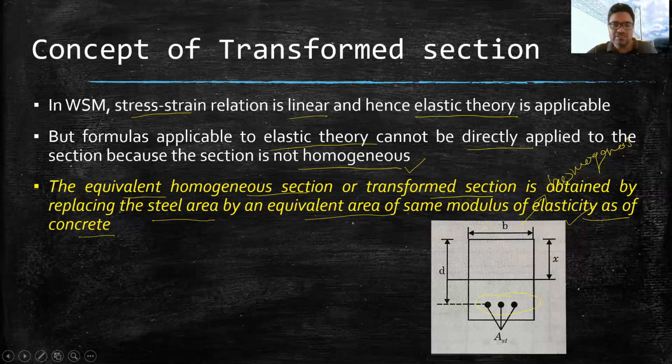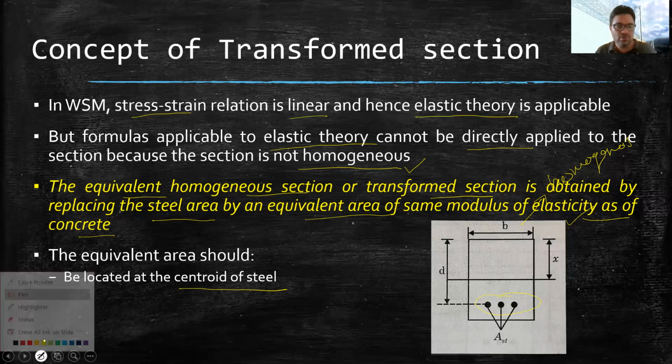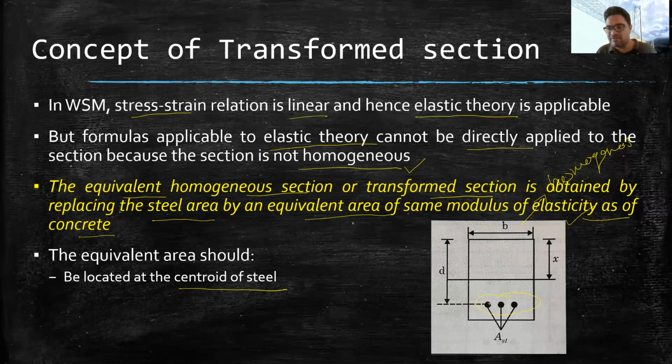Now, there are some conditions that we generally follow. The first condition is that the equivalent area which we will replace for this reinforcement bar should be located at the position of the centroid of the steel. So where the centroid of the steel is, the equivalent area should be located at the same place. As we know that the reinforcement is placed at this level, the transformed area will also be placed at this level only, along the centroid of the reinforcement.